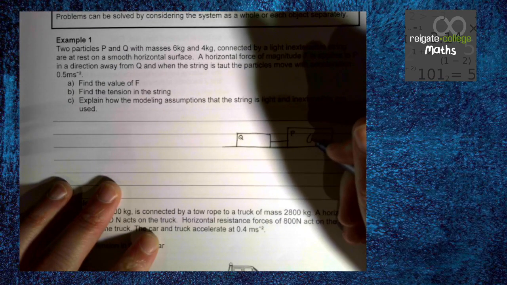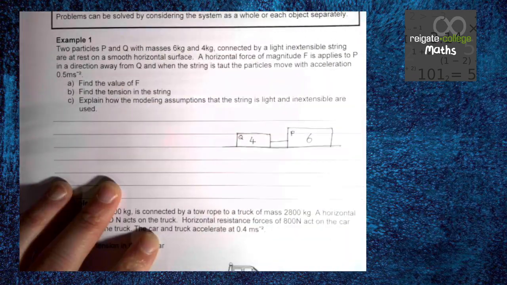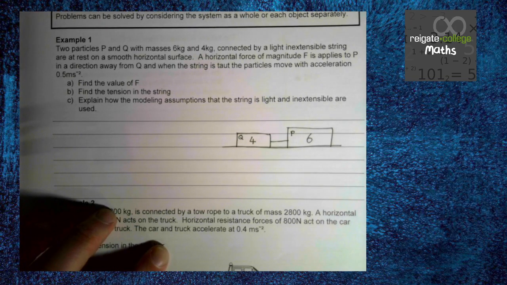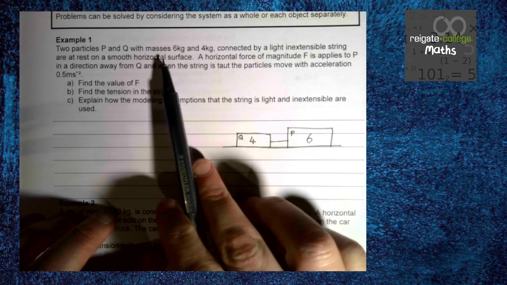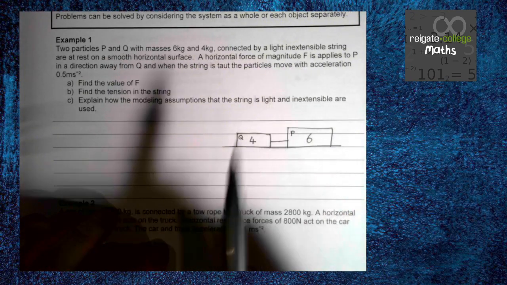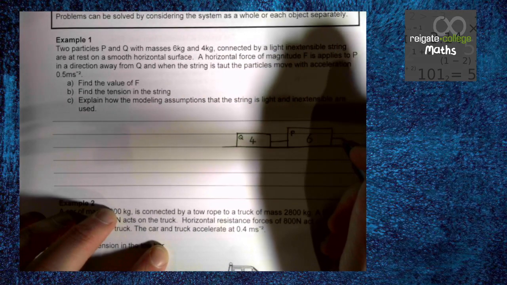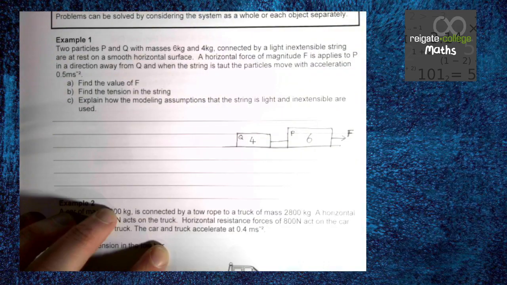We know P has mass 6 kilograms and Q has mass 4. So now we've got our base diagram, what we need to do is start putting some forces on. First off, it's at rest, and then the force is applied. So we've got a force of magnitude F applied to P, away from Q. So we know F's going this way.